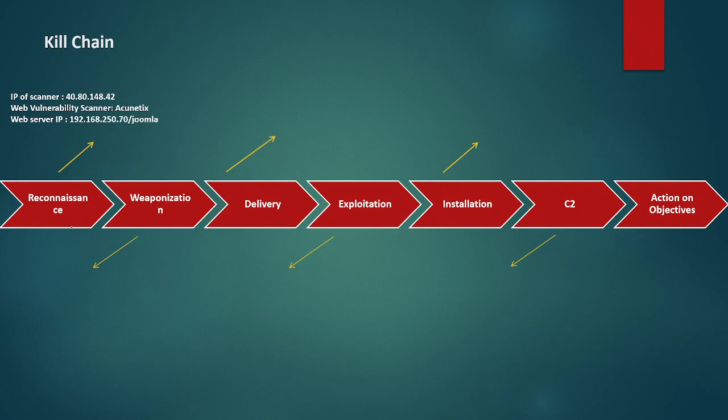We also found that the attacker is making use of a web vulnerability scanner, which is nothing but QNetX. We also know the destination IP the requests are being made to, so we mentioned that IP address as well. This is the first phase of the kill chain. Let us move on to another phase.